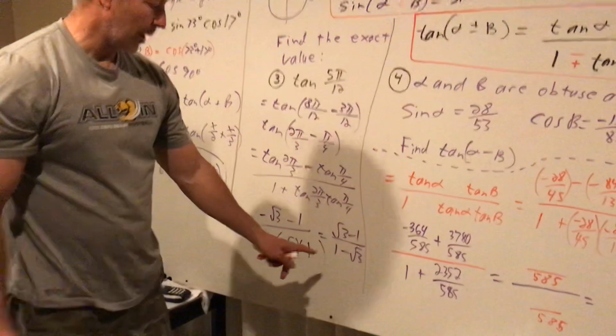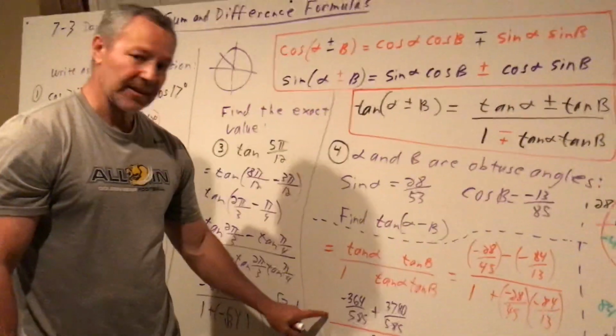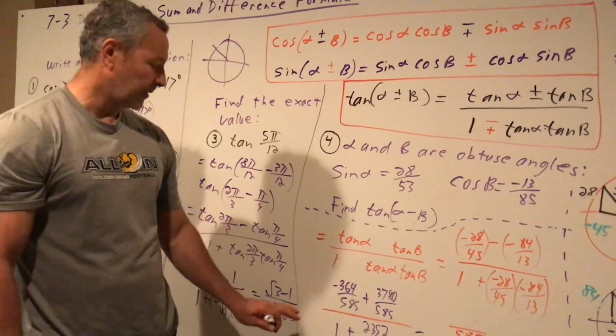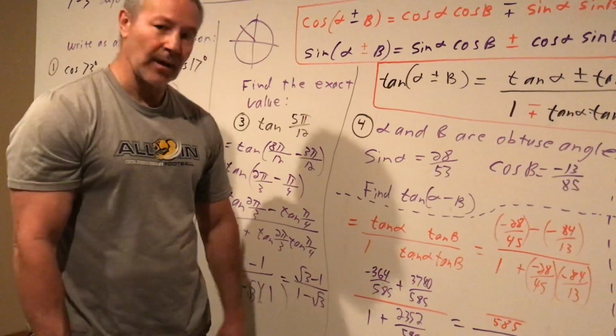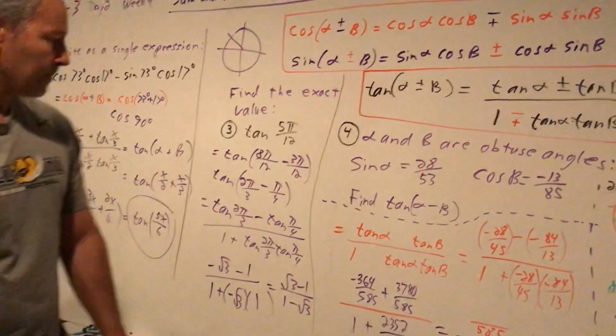If I were to do that, I would multiply by 1 plus root 3 over 1 plus root 3, and I doubt it would be any better. But if your answers don't match the back of the book, you could check that and try to simplify. But that's basically our answer right there. All right? Okay, last problem.